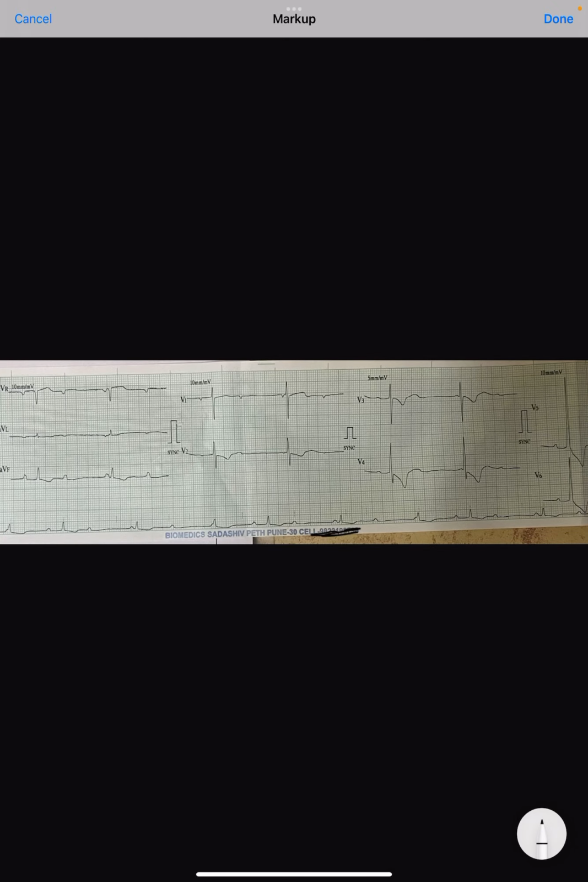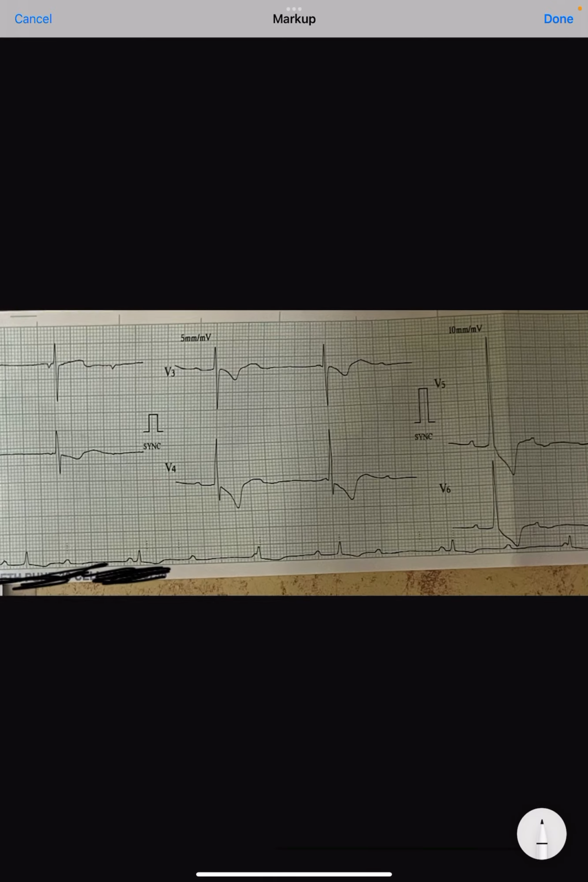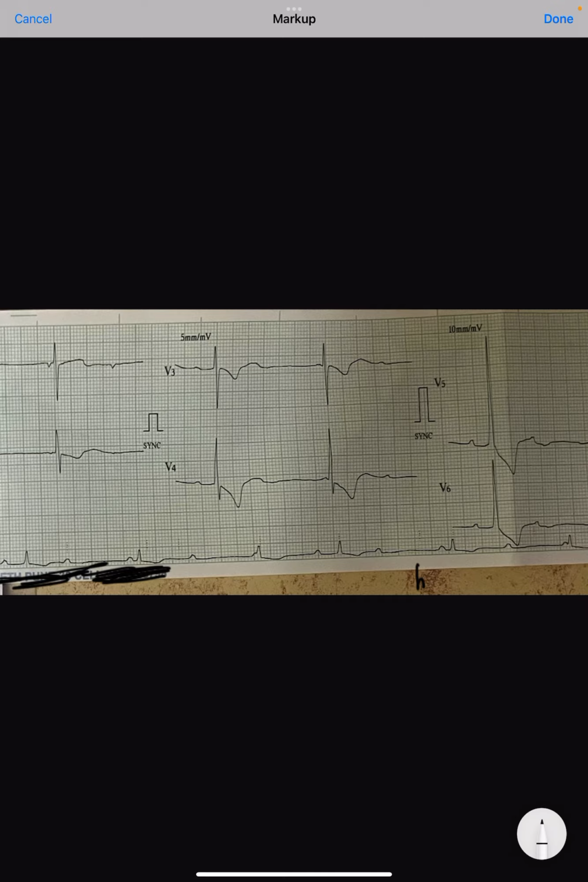Now you can simply pause the video and try to find out the problem underneath it. So what we can see in this ECG, the first thing is that there is apparent bradycardia. So the heart rate looks less than 60.